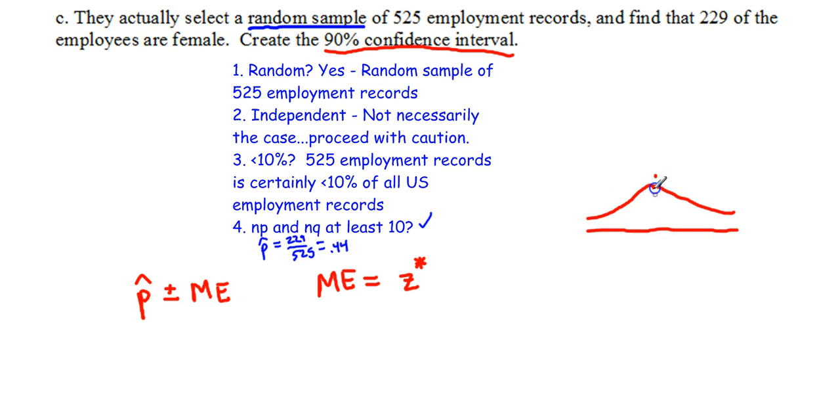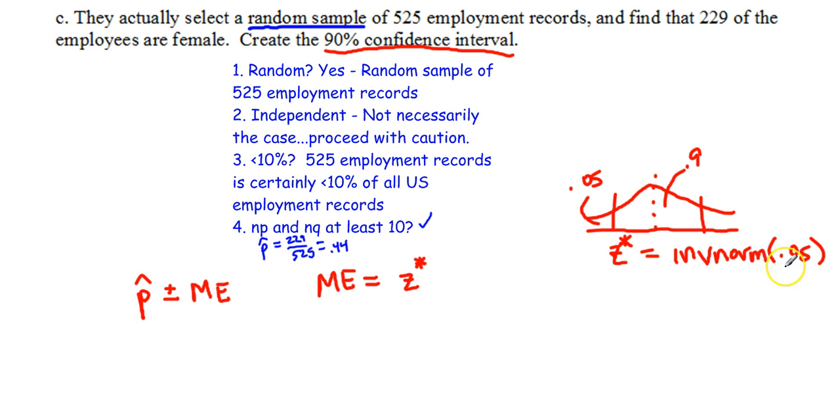If you don't have this memorized, here's our normal model. If it's a 90% confidence interval, that means 90% is going to be inside here. So what we're left with on the outside when we split it into two tails is 0.05. So if I want to find a critical value, my z star is going to be equal to inverse norm of 0.05.